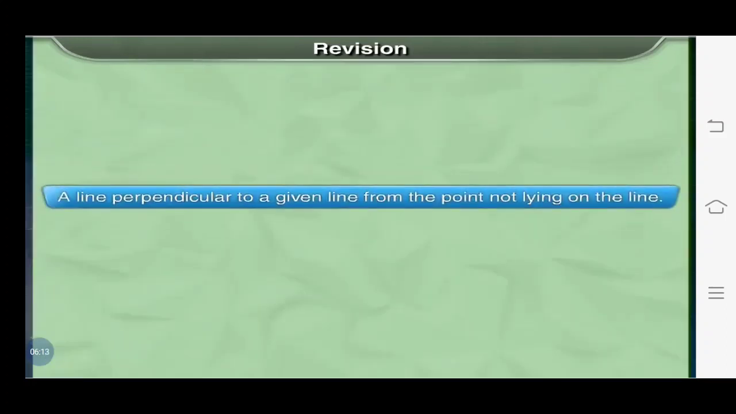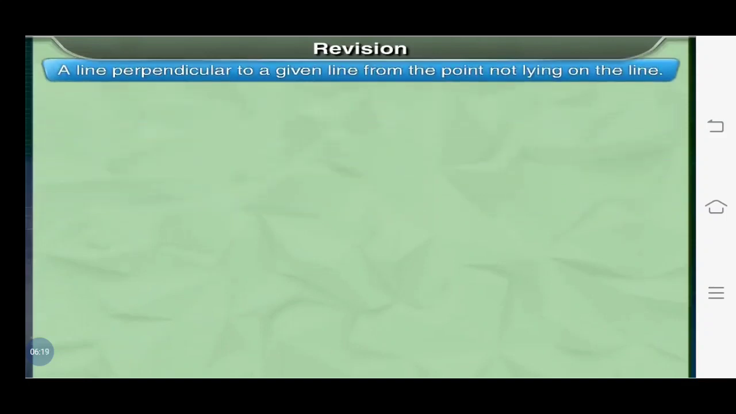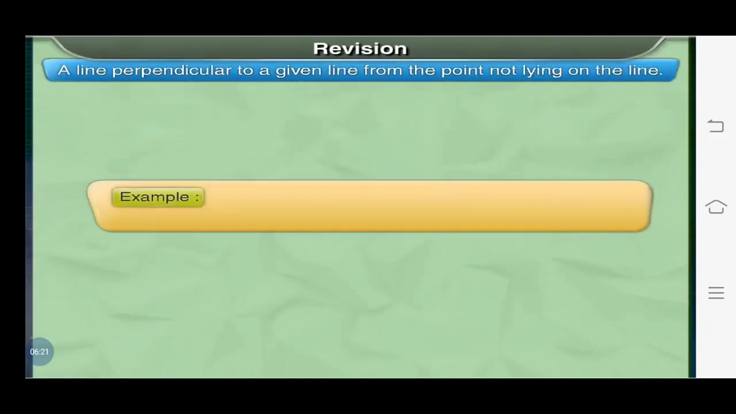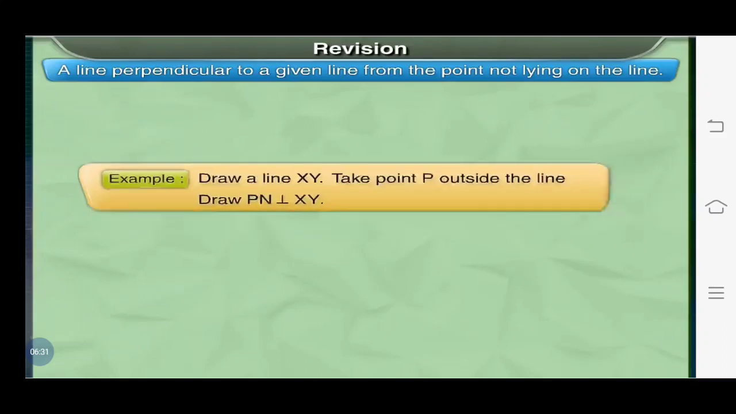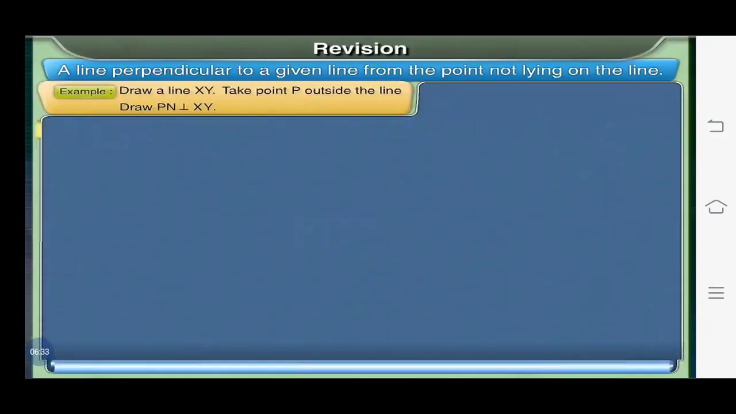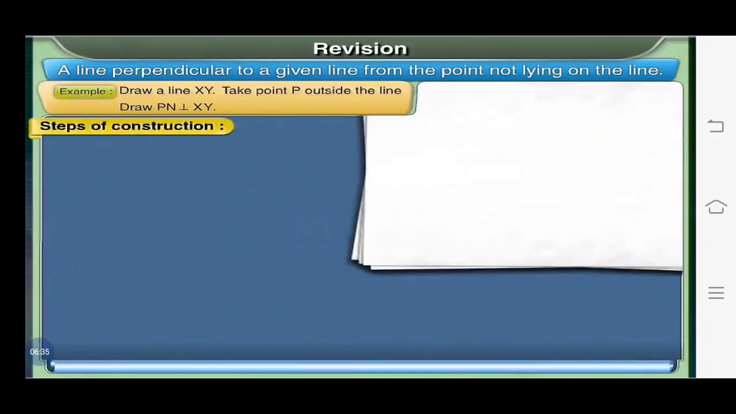Let us see how to draw a perpendicular line to a given line from the point outside the line. Here is the example. Draw a line XY. Take point P outside the line. Draw PN perpendicular to line XY. We shall start doing the construction.